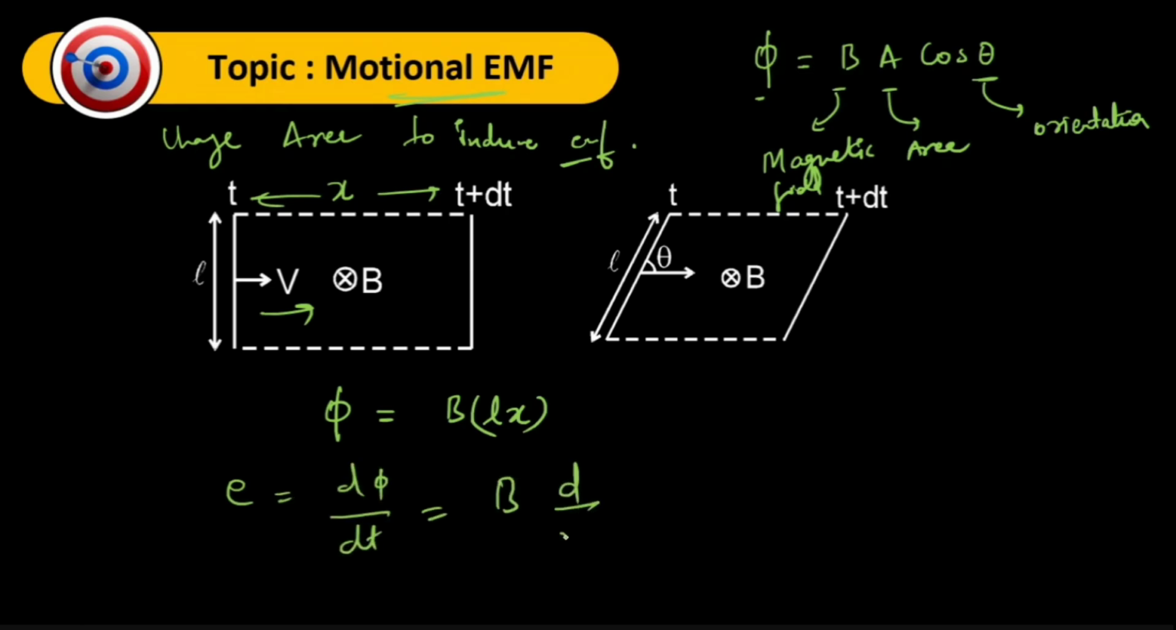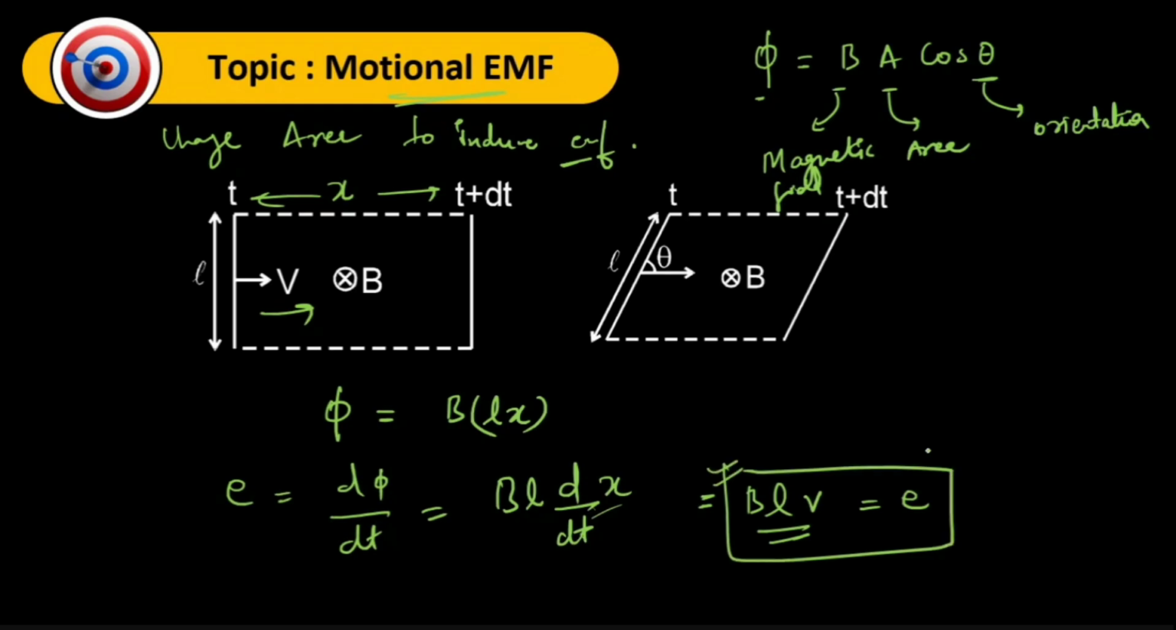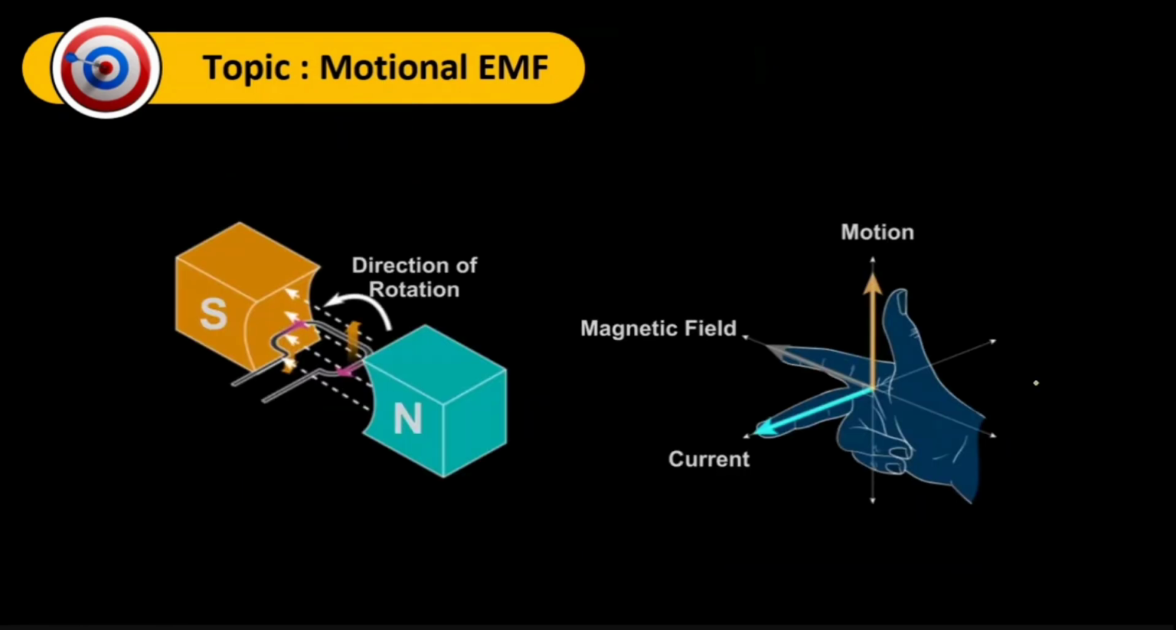Magnetic field is constant. Length of the loop is constant. So on the left-hand side, this distance x keeps on changing as this arm moves. The derivative of this distance will give us the velocity of this arm. So the EMF is BLv. This is what we call motional EMF. Why? Because this EMF is created due to the motion of the arm of the given coil. This is how it is represented here.